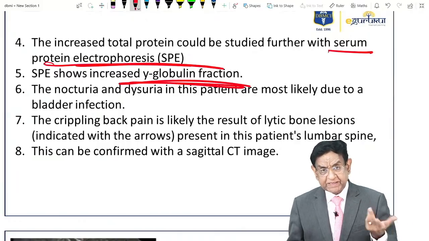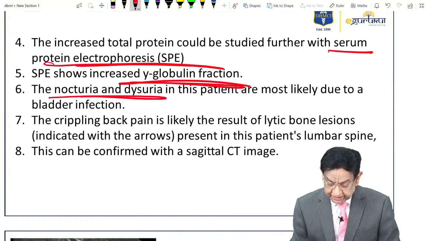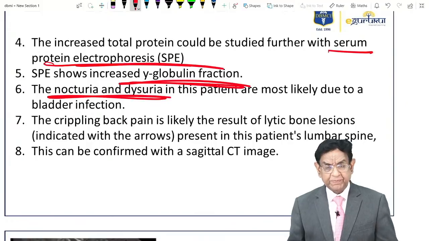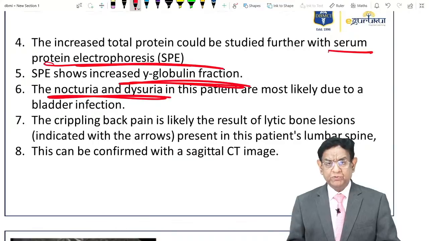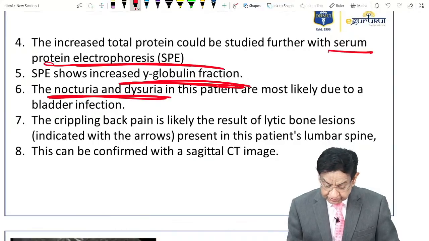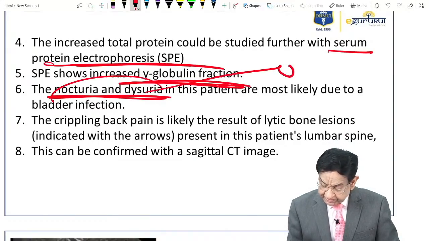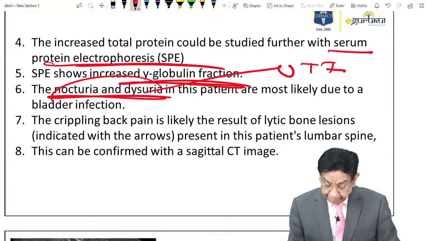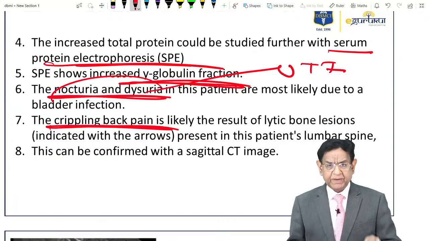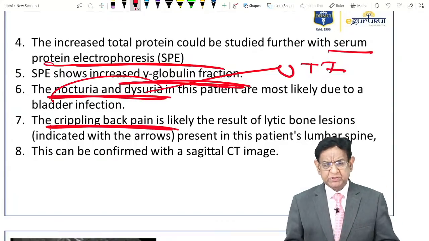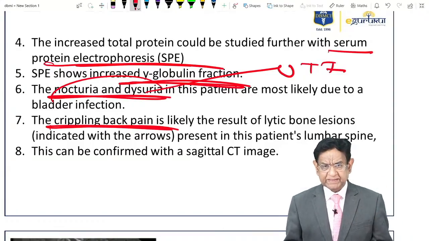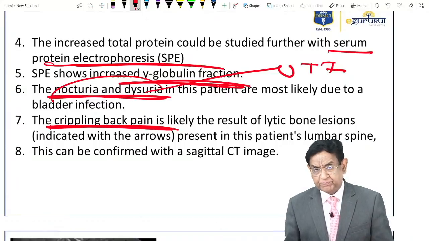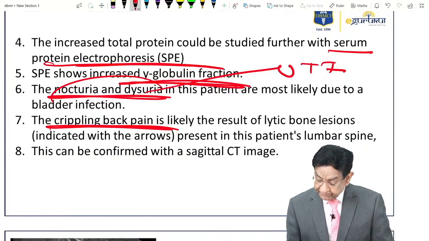Now, this patient has come with a history of nocturia and dysuria, the main problem. And in the previous slide I mentioned these patients are prone to UTI and pneumonia. So these two indicate the patient is suffering from UTI. Back pain is common; you can see in all the questions discussed so far, low back pain is there. This is due to involvement of the bone, and that we can see.